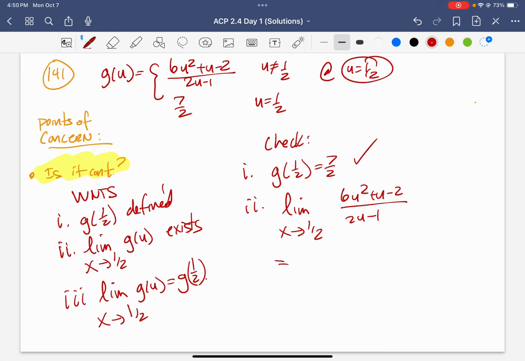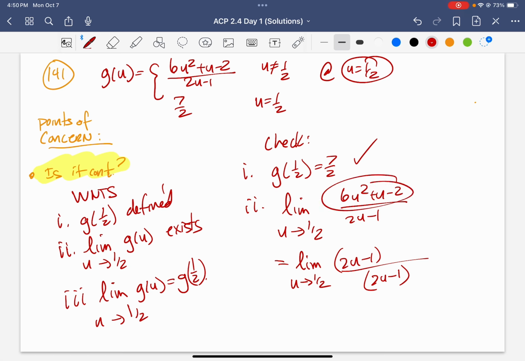If this limit is going to exist, there better be a factor on top. It shouldn't be x, excuse me, that should be u every time. There is no x. So if this is going to work out nicely at 1/2, then I better have a 2u minus 1 on top so that it can be a whole if it's going to have any chance of being continuous, right?